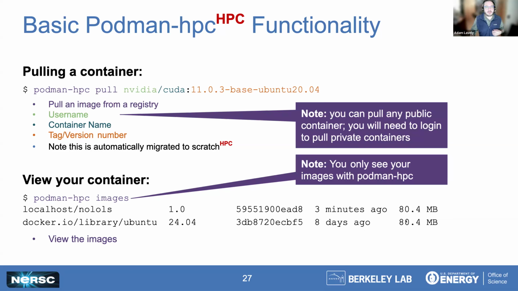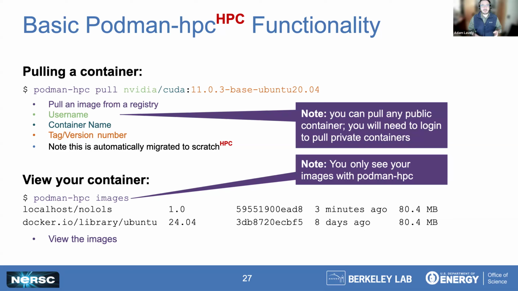So when you pull this, you're going to be pulling from some place, and that place will likely have a username, the person that put them there, the container name, in this case it's CUDA, and then the tag or version number. Oftentimes for people's own things, the tag is really just going to be some number that iterates up as you figure out mistakes, correct things, and add more functionality.